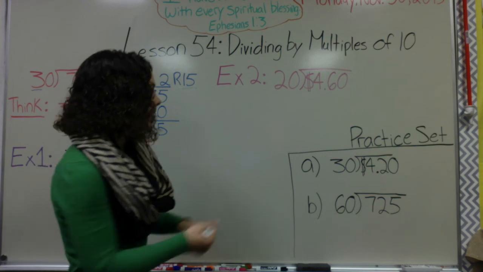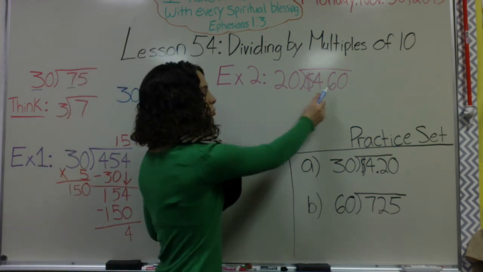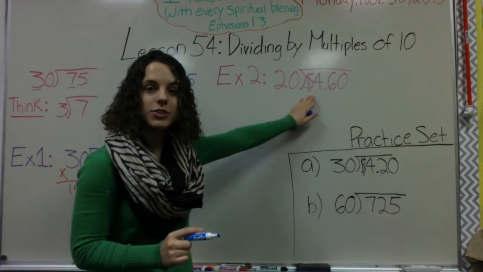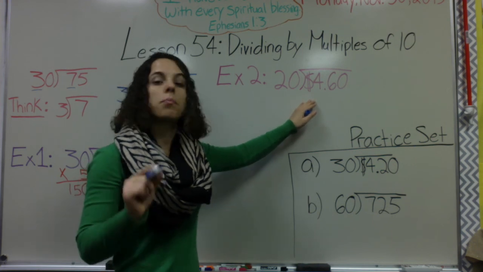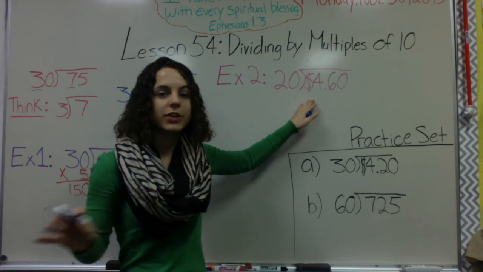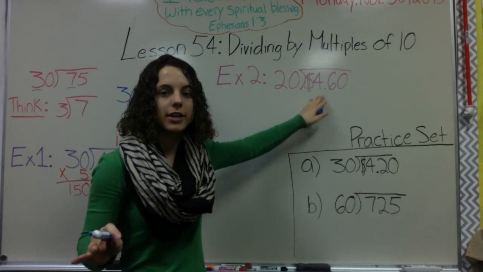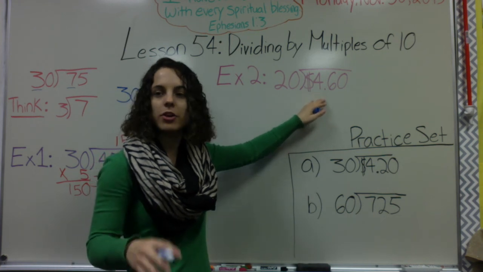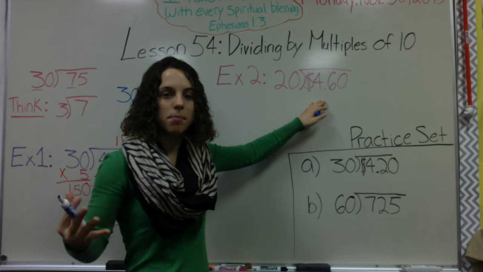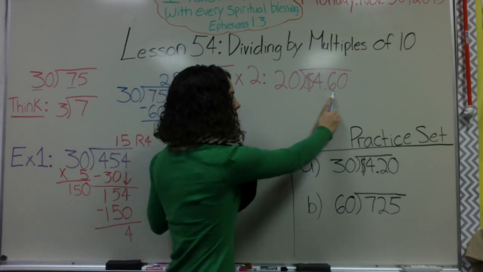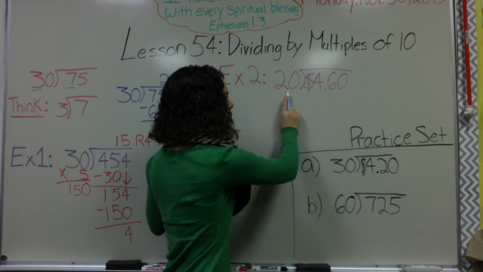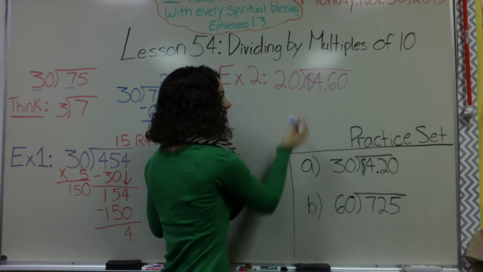So I have $4.60 divided by 20. Now whenever I'm dividing by dollars and cents, guaranteed every single time, it will be a whole amount of times. You will never have a remainder when you're dividing dollars and cents, because having a remainder of dollars and cents is not practical. So how many times could 20 go into 46? Or thinking about it, how many times could 2 go into 4? It can go in 2 times.